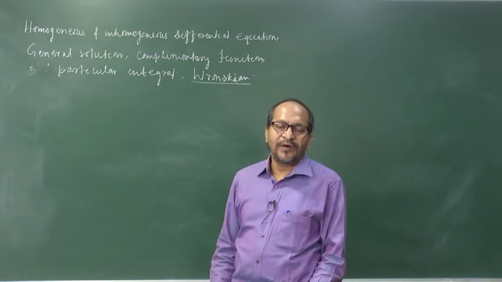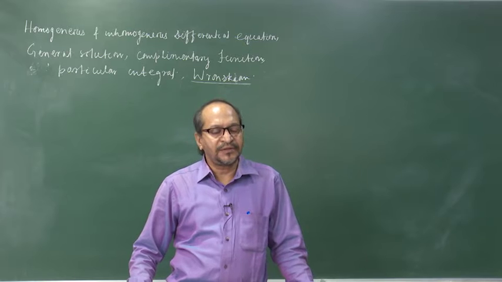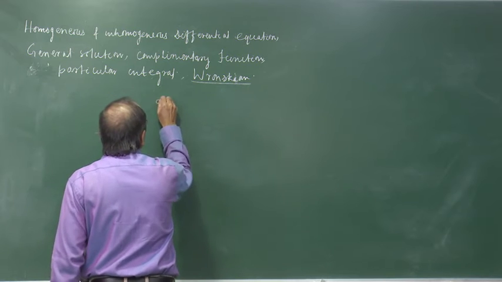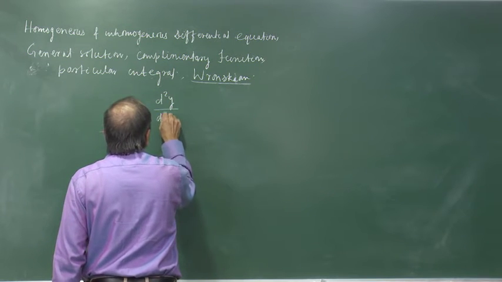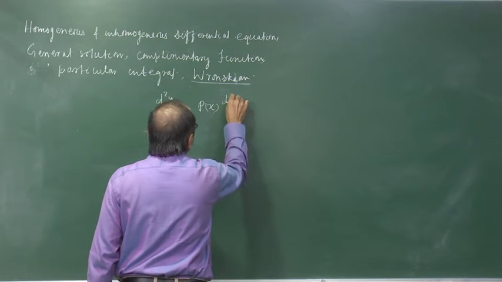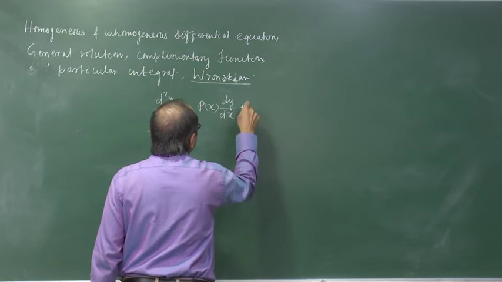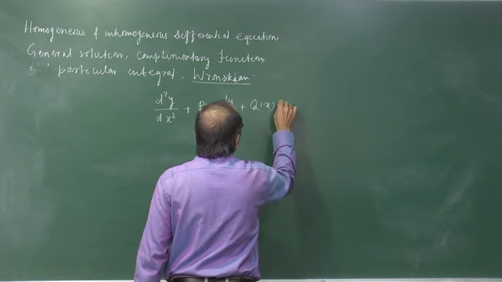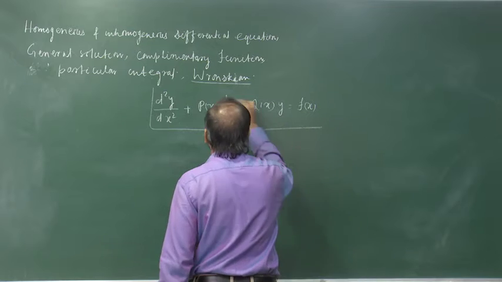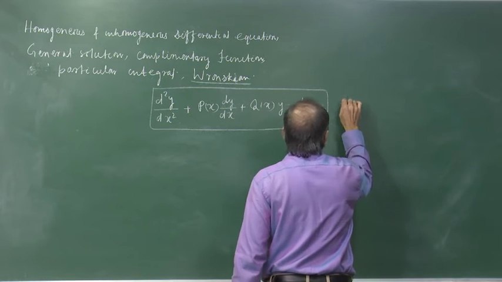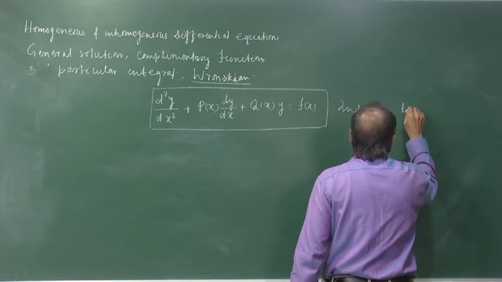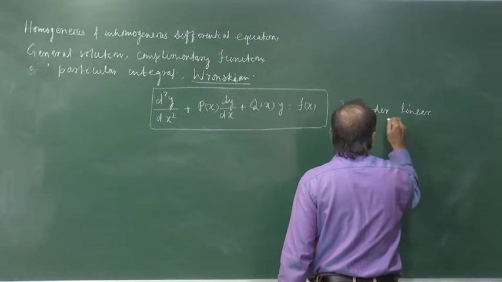The general form of a linear second order differential equation is, as we have discussed, d square y by dx square plus p of x into dy by dx plus q of x into y is equal to f of x. This is a second order linear differential equation.